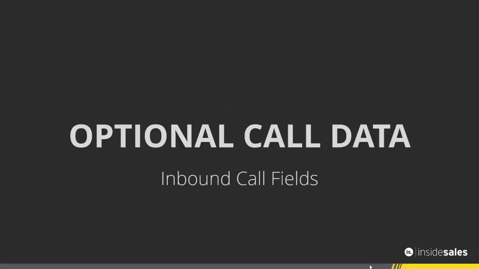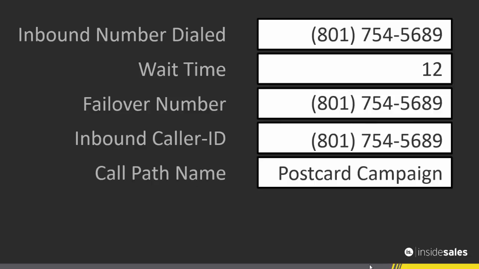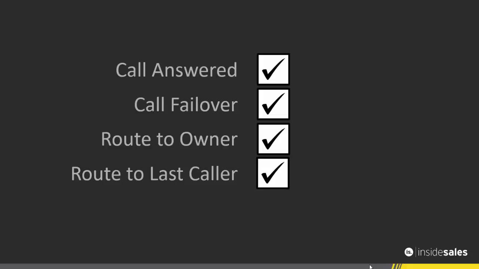And we have a few more inbound related fields. We know what inbound number was dialed, how long that person waited on hold before that call was accepted by a rep, if that call failed over, what number that failed over to, what the inbound caller ID was, the number of the person calling us, and the call path name that call came into. We also have 4 checkboxes: whether the call was answered, failed over, if it was a route to last owner on the inbound call, or if it was a route to the last caller.